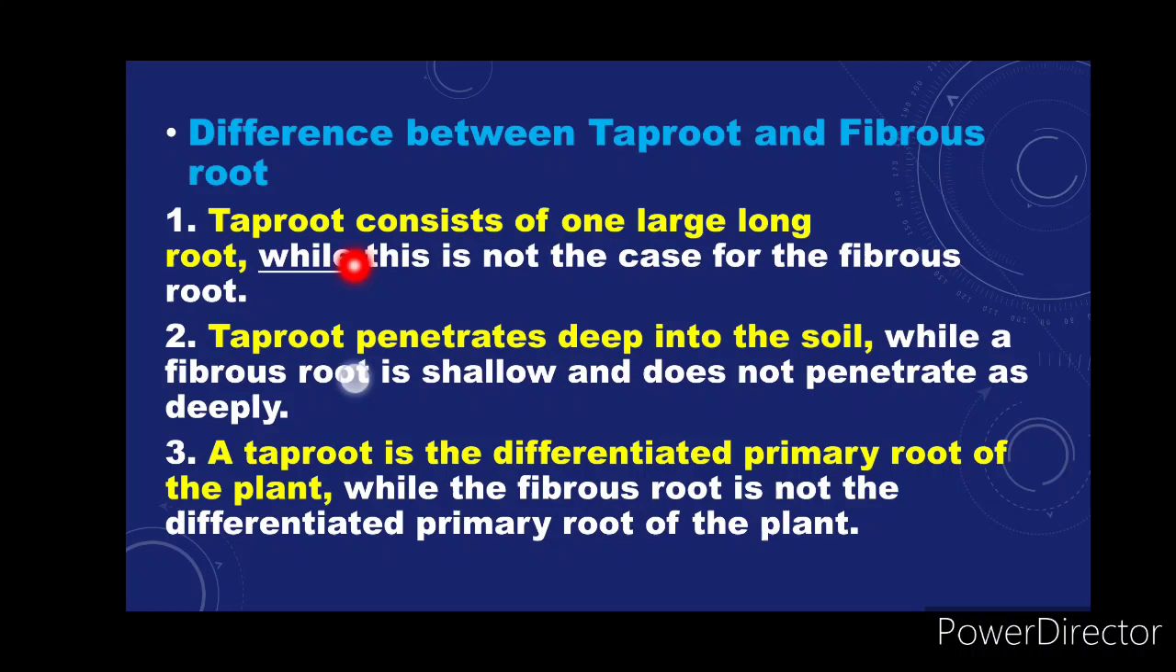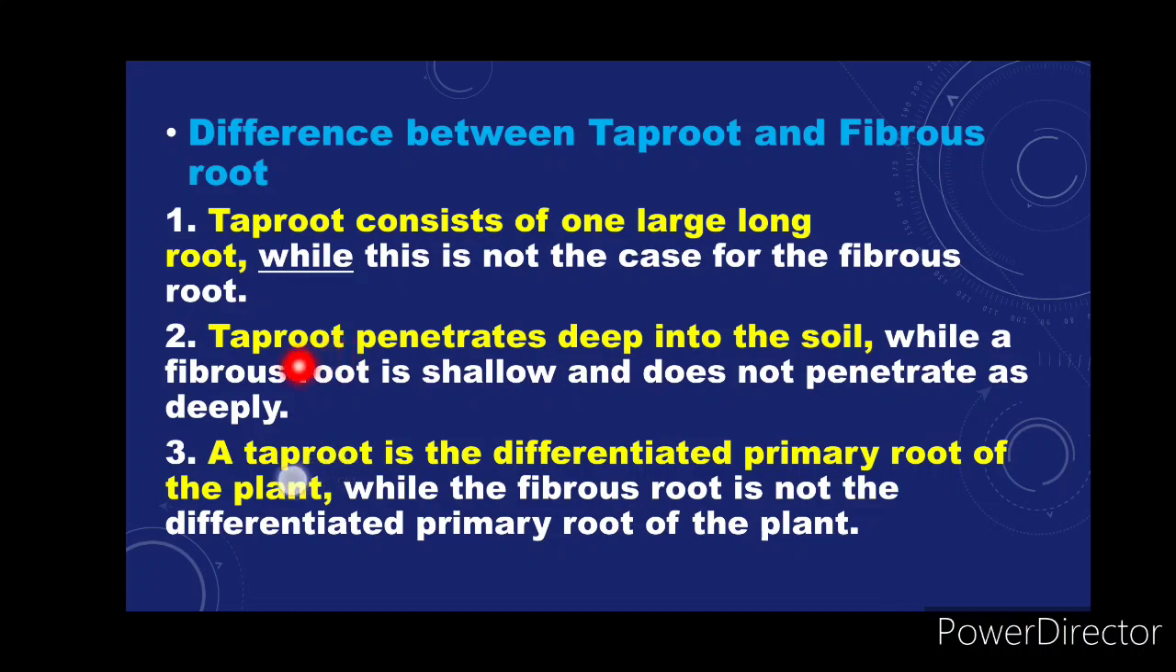So let us start. Number 1. Taproot consists of one large long root, while this root is not there in the case of the fibrous root. So in the taproot you have seen there is only one long root or the main root, but it is not there in the fibrous root system.